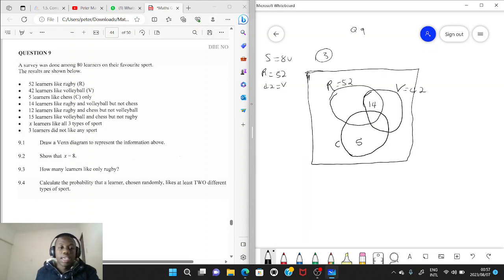12 learners like rugby and chess, but not volleyball. So we want rugby and chess, but not volleyball here. This is rugby and chess. This is where rugby and chess intersect, but we don't want volleyball, meaning this position, because there is volleyball as well, we don't really consider that portion. So how many here? We'll have 12, right?